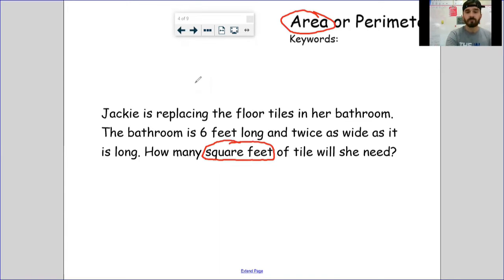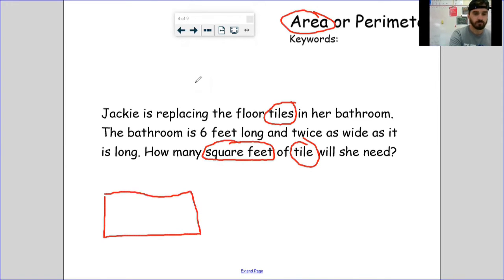But another one is tiles. If you think about the tiles that you've got on the floor in the classroom, those tiles fill and cover the entire floor. That would tell me, hey, I've got to do the area, got to do length times width here. So I'm a little worried that people could read this and draw this picture. Here's my bathroom.